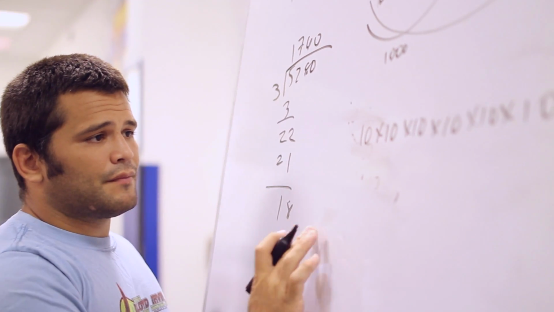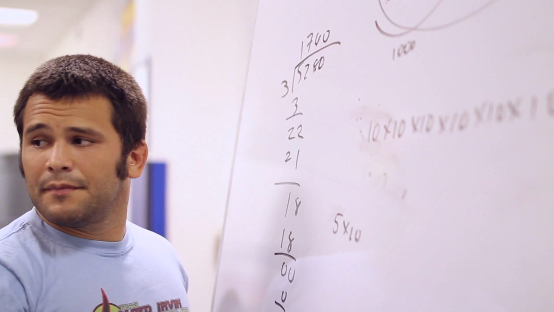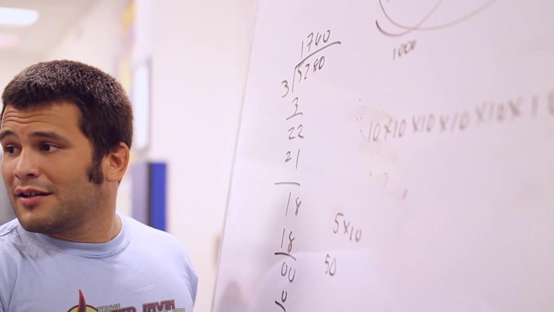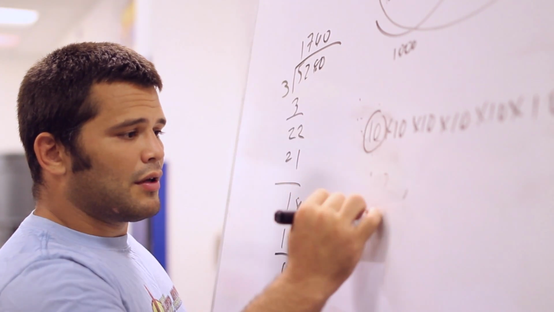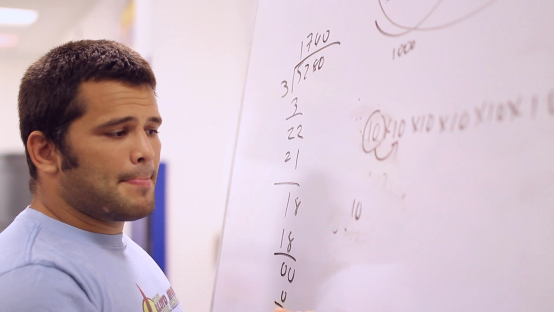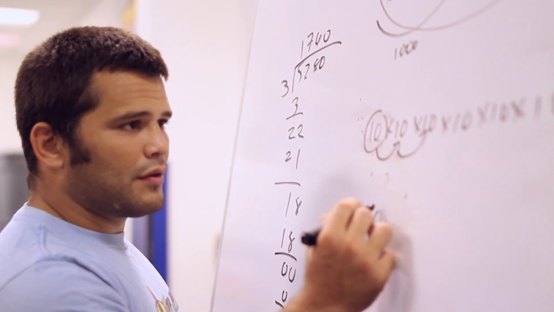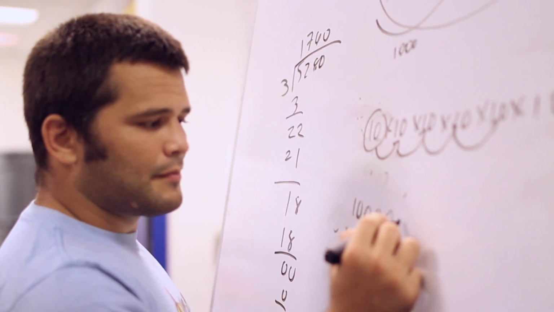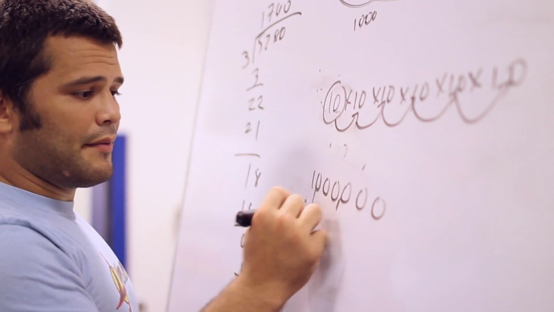Let me ask you a question. If I have a 5 and I multiply it times 10, what do I do? I add a 0, right? Right? Yes, sir. So let's get this 10. I multiply it times this 10. What do I get? 100. Thousands. 10,000. 100,000. 1 million. Right?